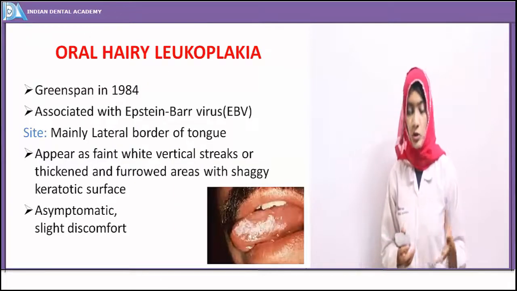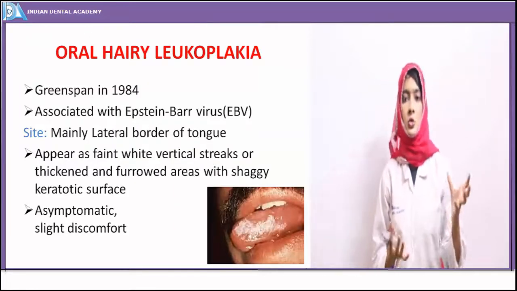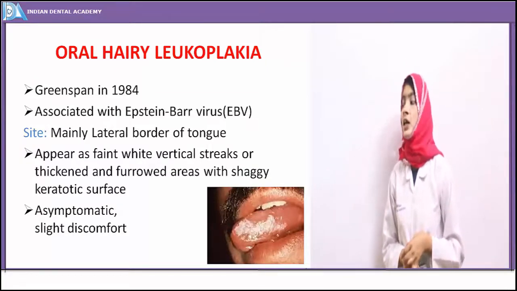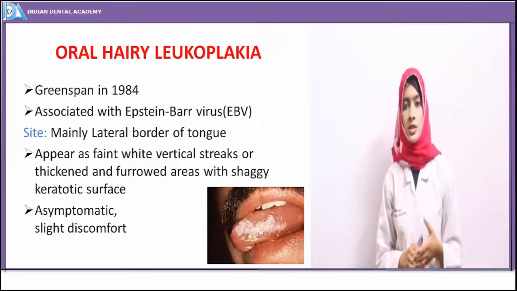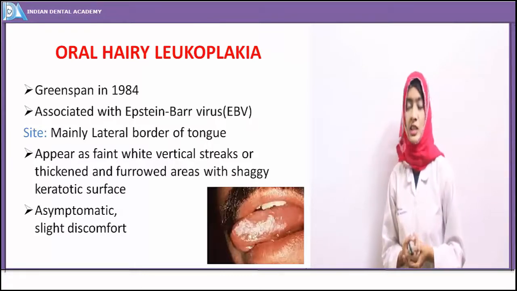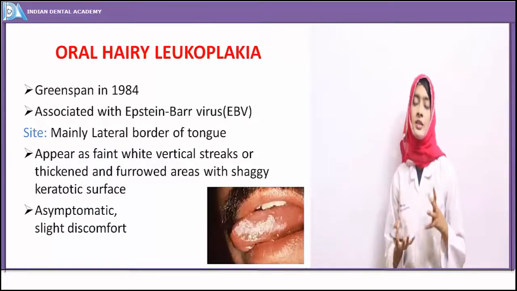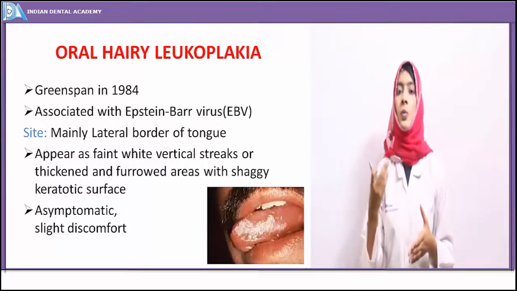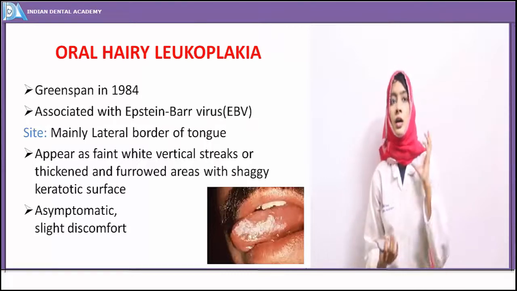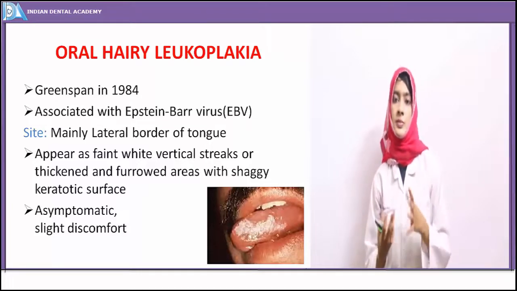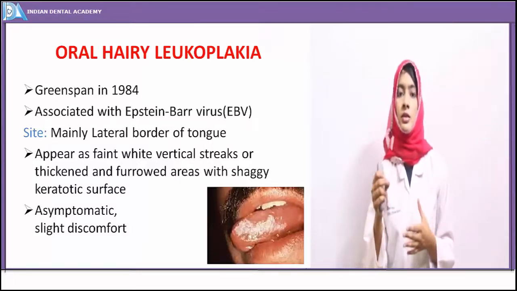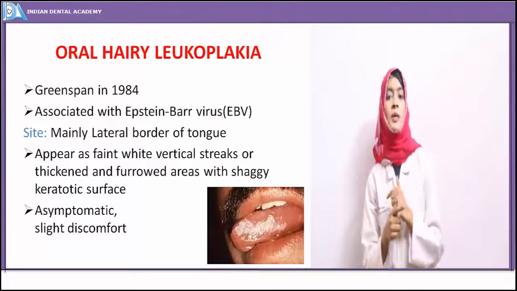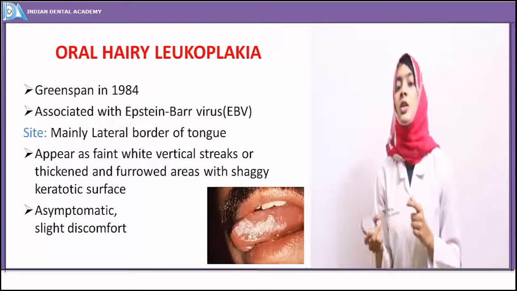So the other most common lesion which is seen associated with HIV infection is the occurrence of oral hairy leukoplakia. The term oral hairy leukoplakia was given by Greenspan in 1984. There has been a strong association of oral hairy leukoplakia with the Epstein-Barr virus. According to a few authors, it has been proposed that Epstein-Barr virus normally inhabits the lateral margins of the tongue. They are the normal inhabitants of lateral margins of tongue.